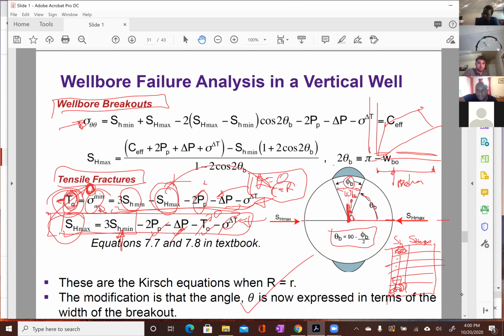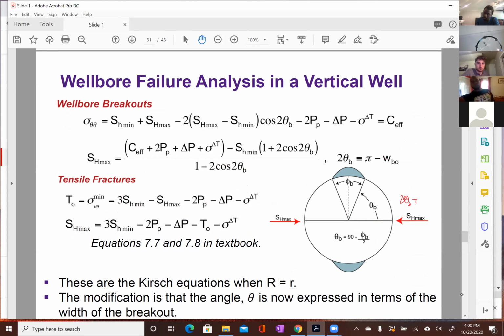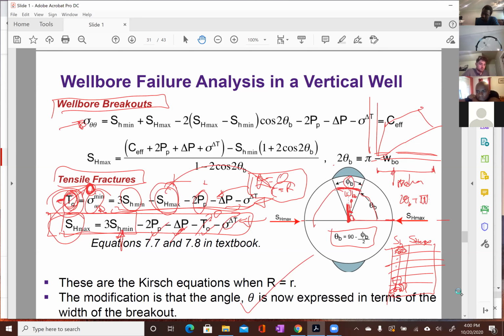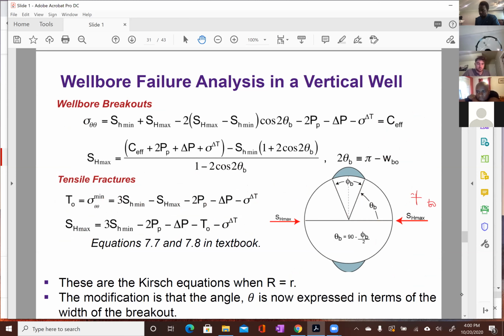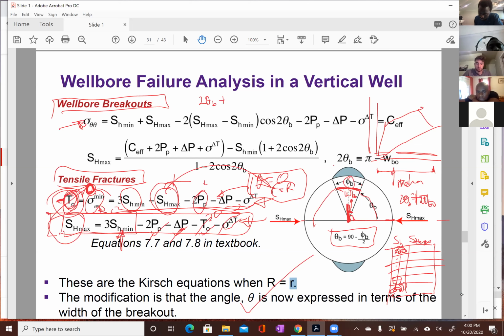So 2 theta b plus W breakout equals pi, right? Now it's looking too rough. 2 theta b plus the width of the breakout equals pi, which is 180 degrees, right? This theta b plus this theta b, 2 theta b plus the width of the breakout, which is measured in radians, gives you this. So make this the subject of the equation. It becomes pi minus WBO.